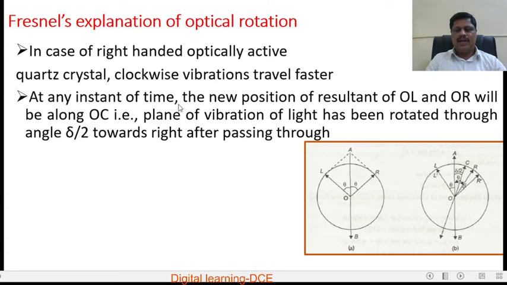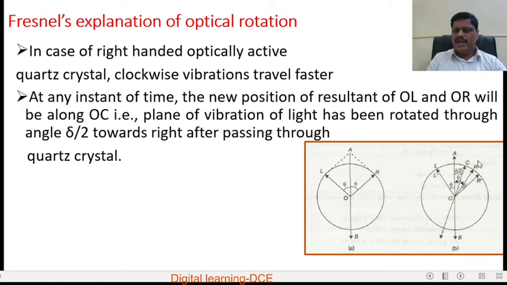At any instant of time, the new position of the resultant of OL and OR will be along OC. That is, the plane of vibration of light has been rotated through an angle delta by 2 towards the right after passing through the quartz crystal, because it is a right-handed quartz crystal.